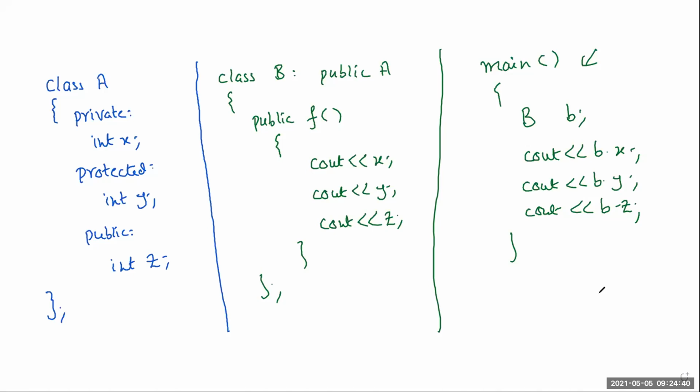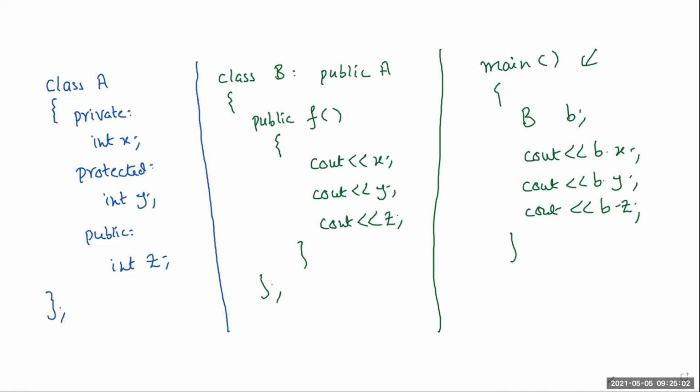Okay, one suggestion is b dot z. Yes, b dot z is correct, but there is something else as well. X and y. Okay, one suggestion is x and y, one is z. So mostly the suggestion is z. Let's just discuss.